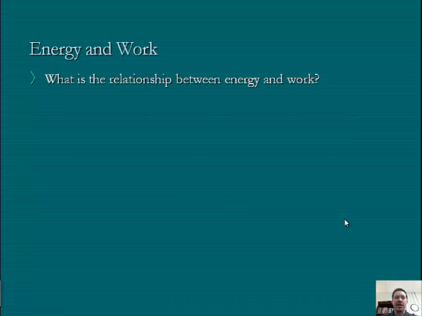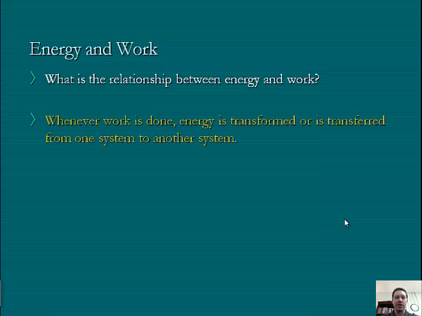So start looking at this first question, the relationship between energy and work. Whenever work is done, energy is transformed or transferred from one system to another system. So if we've got a large box sitting on the floor and we push on that box, we're doing work on that object. And basically what we're doing is transferring the energy from our work to that object.